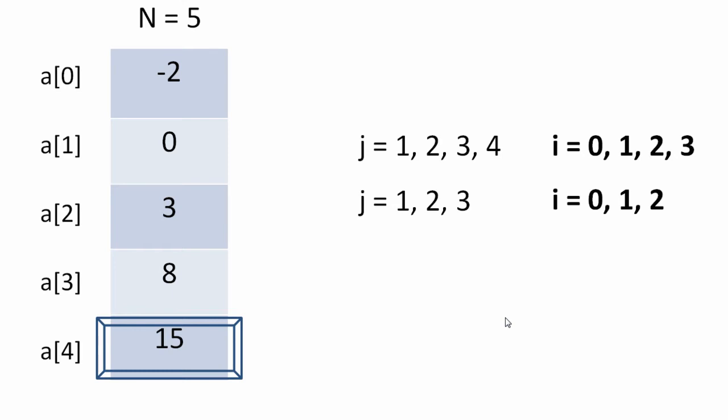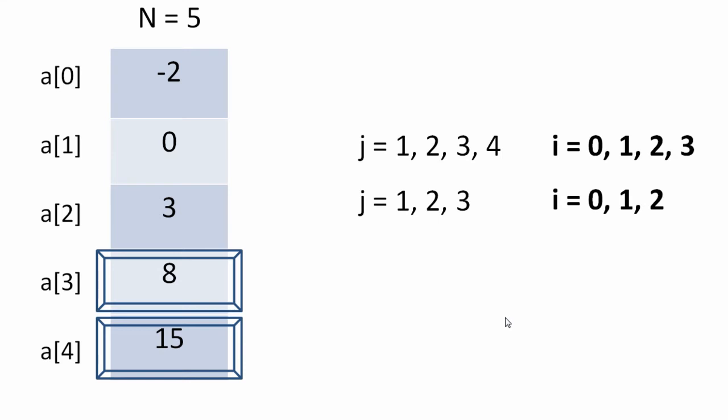Now at the end of the second iteration, we have the second greatest element at a of 3. So the block a of 3 got sorted. Now leave a of 3 and a of 4. Just work with a of 0, a of 1, a of 2.